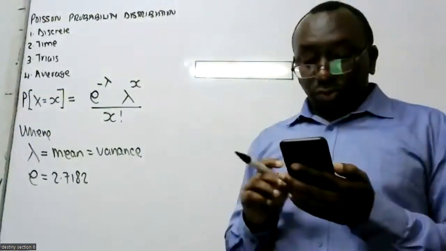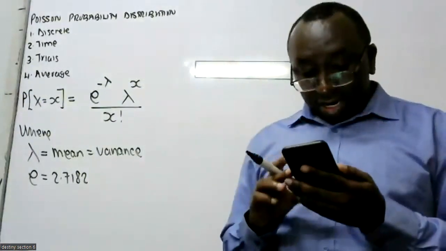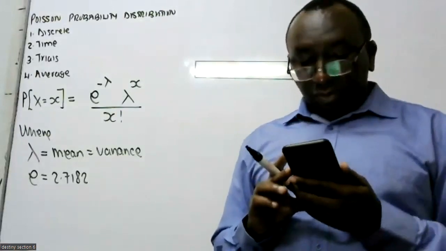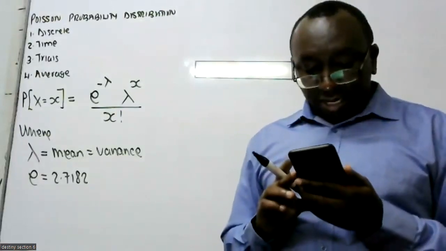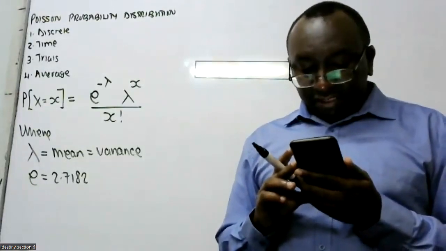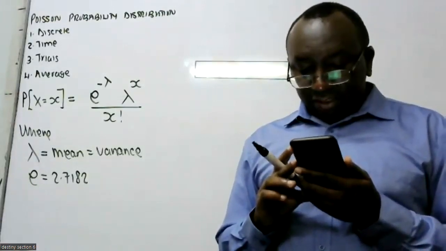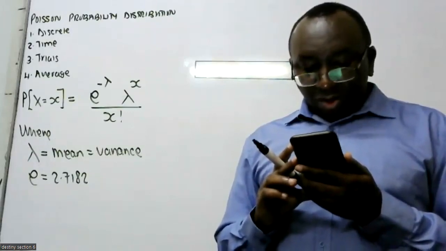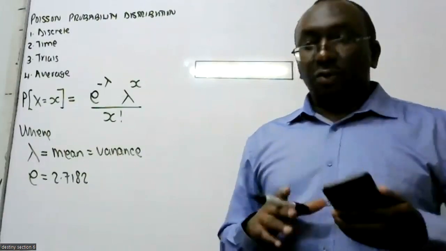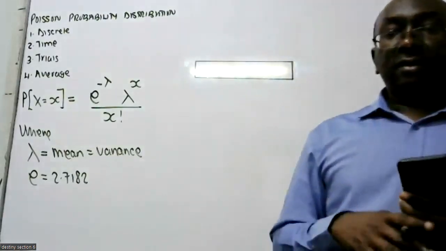So let's go to question number 18. We are told during a normal day, the average number of lorries arriving to unload at the depot is 3 per hour. What is the probability that in any hour, more than 4 lorries will arrive?